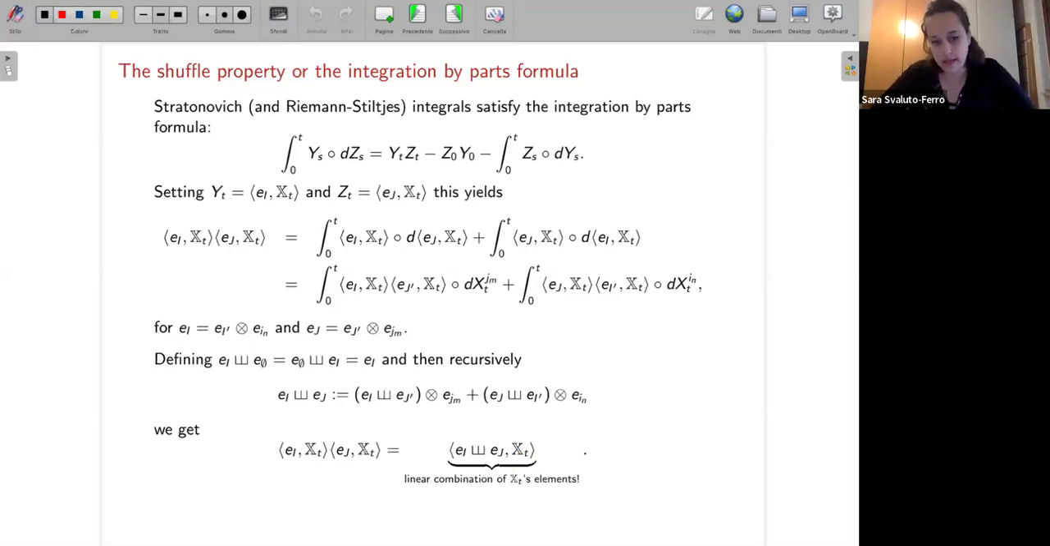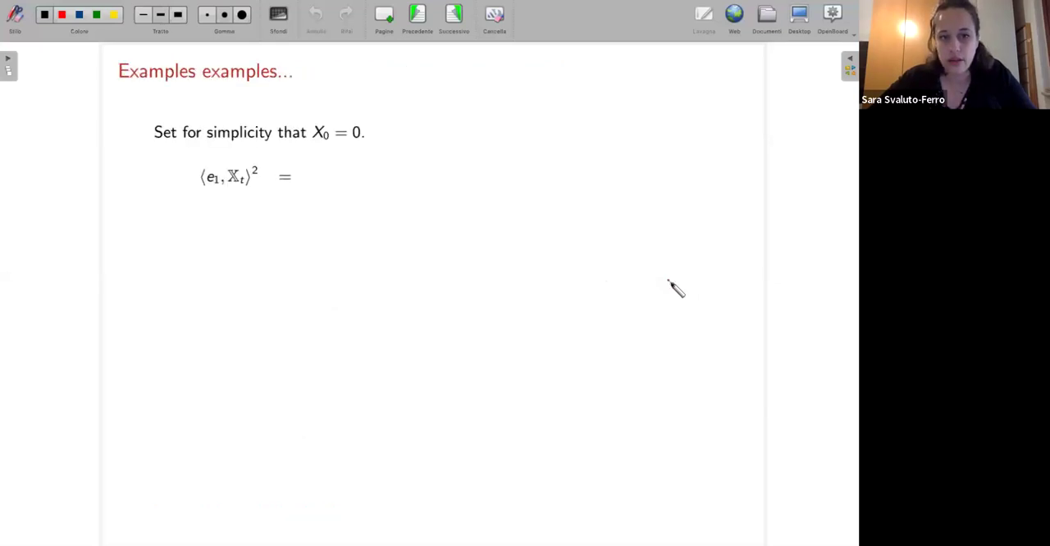Now, the linear combination is given by this, that corresponds exactly to what is written here, but can still look a bit abstract. We can see it by means of an example that I think clarifies it a lot. Take component 1 of the signature and you square it. Component 1 is 1 integrated with respect to x, right? So it's xt minus x0. We take x0 equal to 0, so it's just xt.